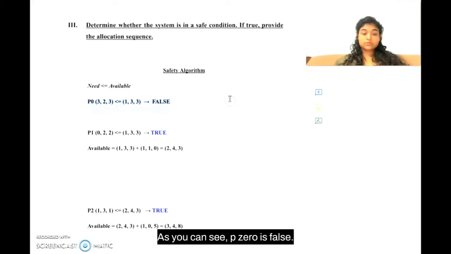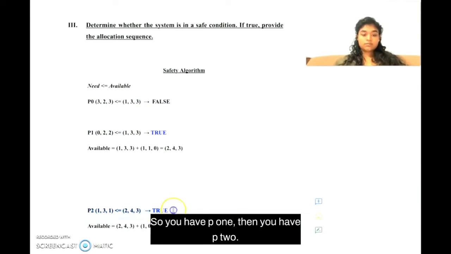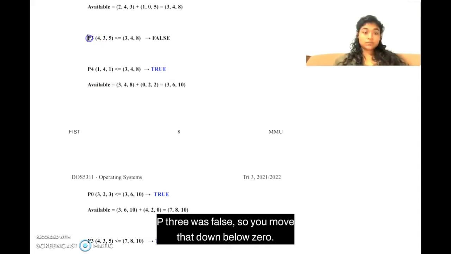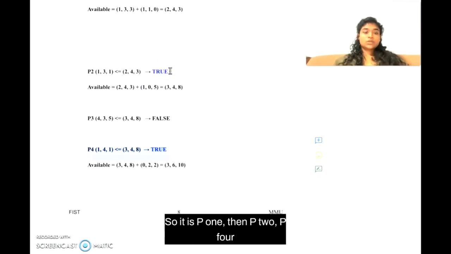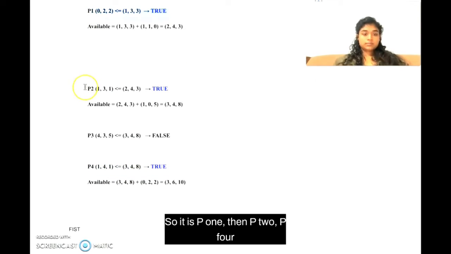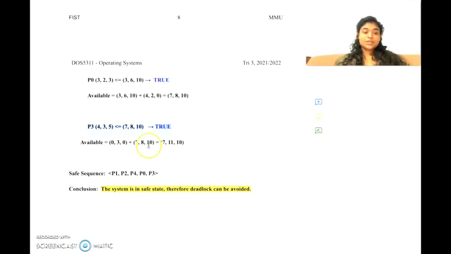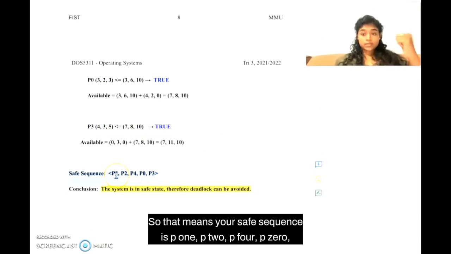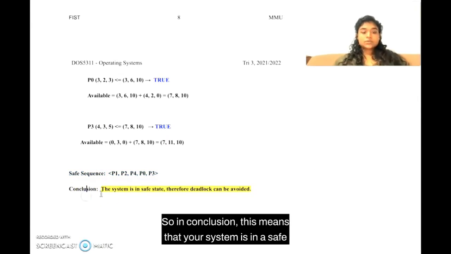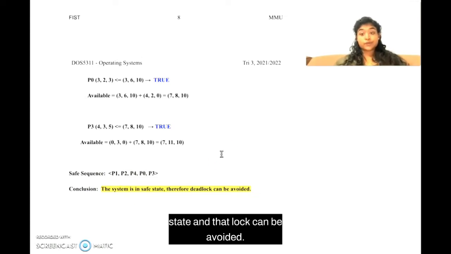So as you can see, P0 is false, so you have P1. Then you have P2. P3 was false, so you move that down below. Then P4 was true. So it is P1, then P2, P4. After P4, we redid P0, which became true, and then P3 was true again. So that means your safe sequence is P1, P2, P4, P0, and then P3. Okay? So in conclusion, this means that your system is in a safe state and deadlock can be avoided.